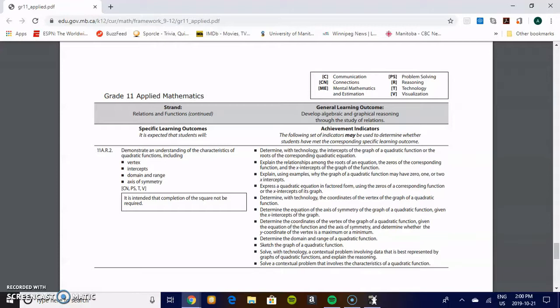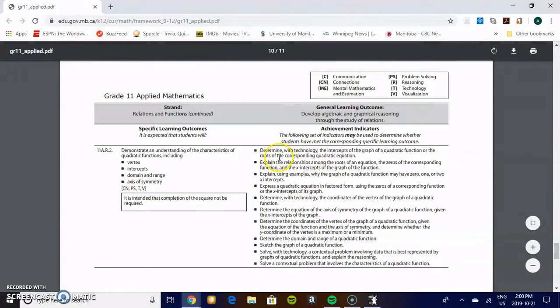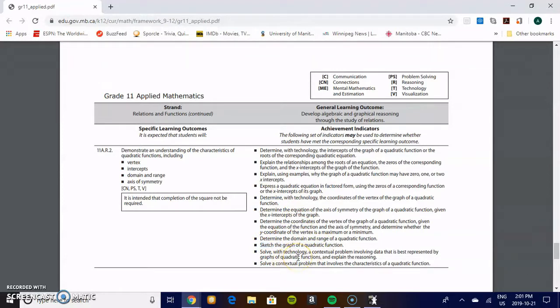So if we just take a look here at the quadratics unit for grade 11 Applied Math, some of the things they're expected to do is to determine with technology the intercepts of the graph of a quadratic function, determine with technology the coordinates of the vertex, and to sketch the graph of a quadratic function as well, and to solve with technology a contextual problem involving data that is best represented by a quadratic function graph.